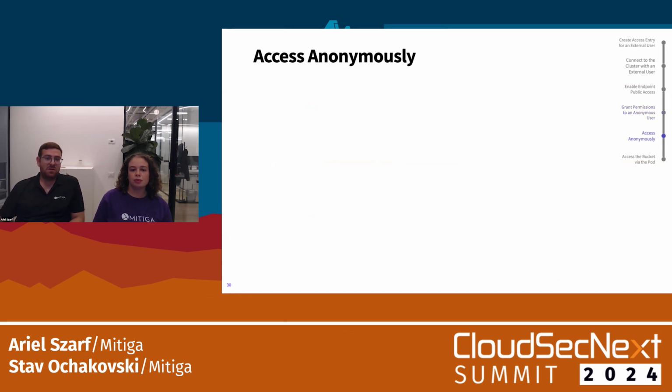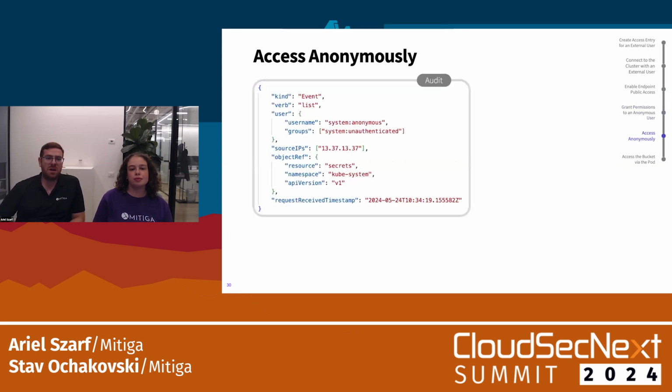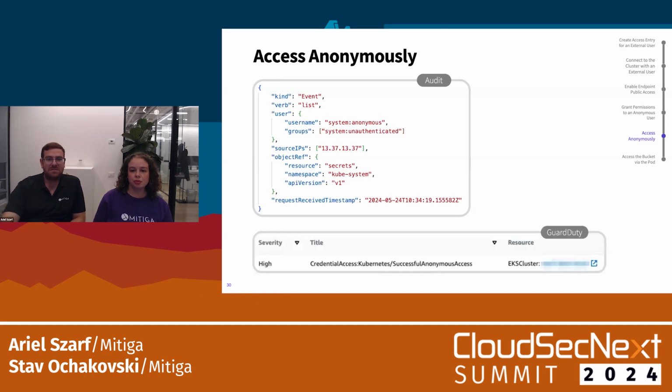The second indicator of attack is the anonymous access itself to our cluster. This activity is also captured in the Kubernetes audit log. For example, here you can see a list action on secrets performed by an anonymous user, another clear warning sign, of course. Similarly, GuardDuty generates an alert for this type of activity as well: Successful anonymous access under the Credential Access Kubernetes category.